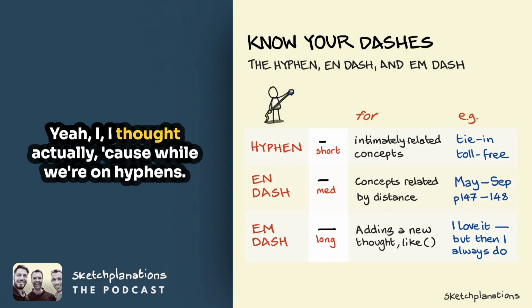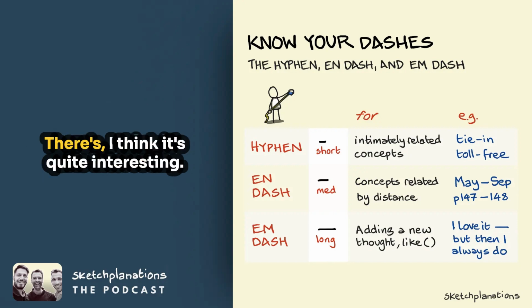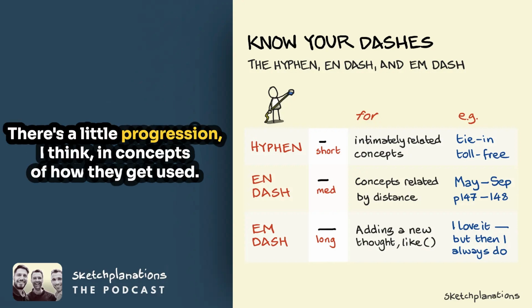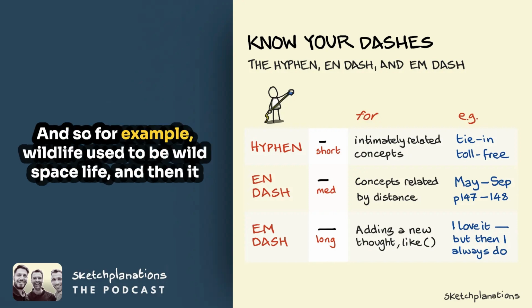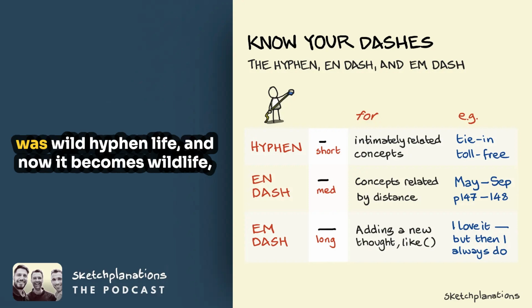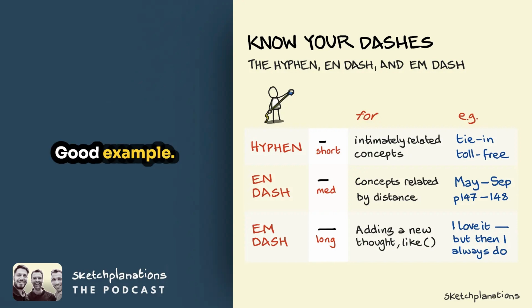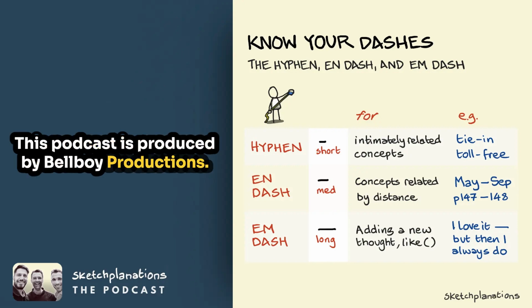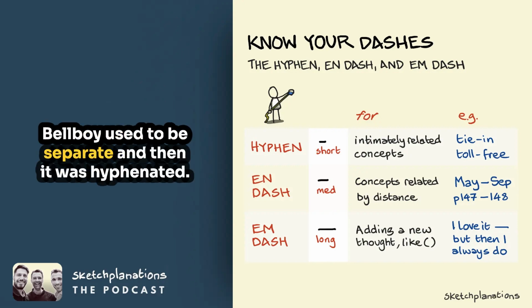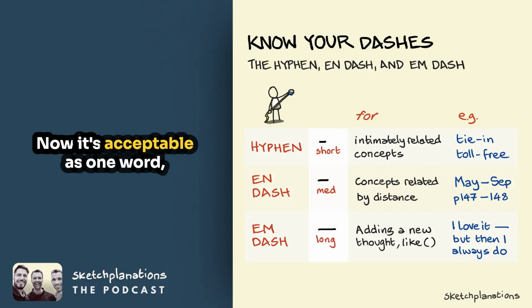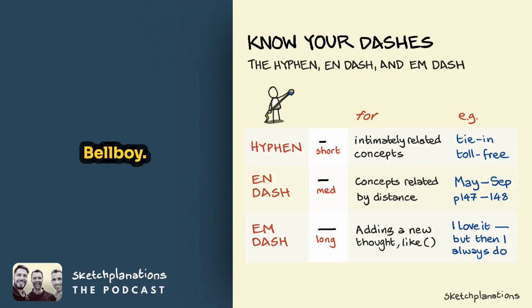Yeah. I thought actually, because while we're on hyphens, I think it's quite interesting. There's a little progression, I think, in concepts of how they get used. For example, wildlife used to be wild space life, and then it was wild hyphen life, and now it becomes wildlife. One word. As these things become more and more well accepted. I thought, good example, this podcast is produced by Bellboy Productions. Bellboy used to be separate, and then it was hyphenated, and now it's acceptable as one word. Right. Bellboy. There you go.